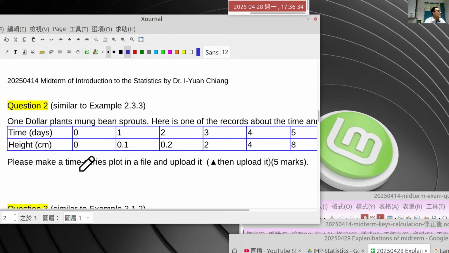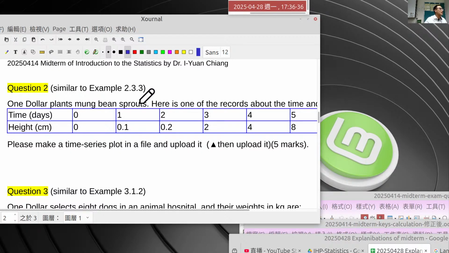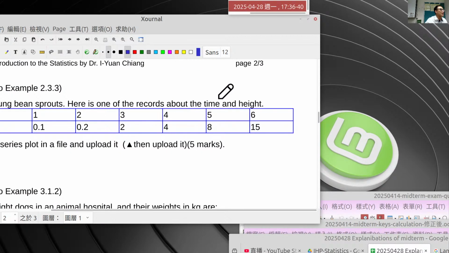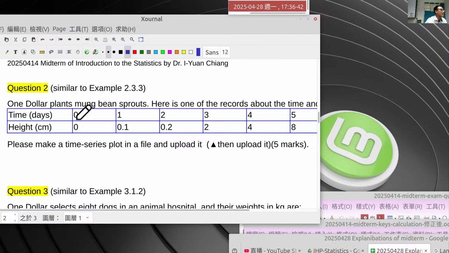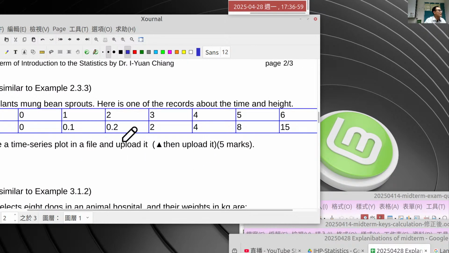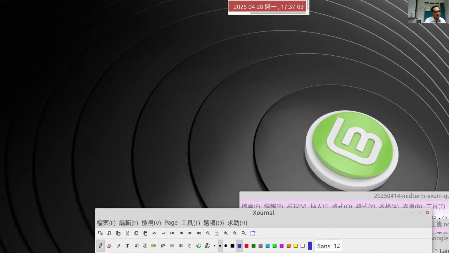Question 2. Plants and malt bean sprouts. There is one of the records about the time and height. Days from 0, 1, 2, 3, 4, 5, and 6. And the height of the malt bean sprout, that's 0, 0.1, 0.2, like this one. Please make a time series plot in a file and upload it. Okay, and now, if you can do that, you can type by yourself, but this moment I prefer to copy and paste.